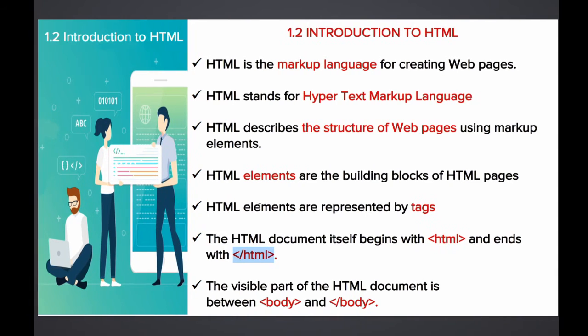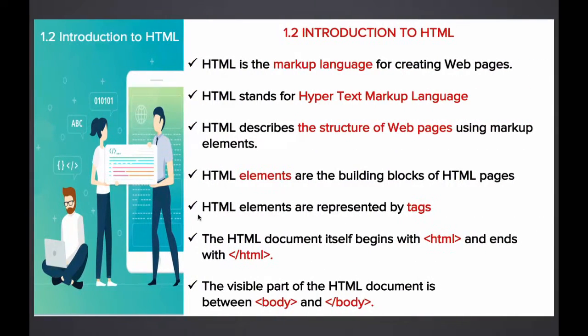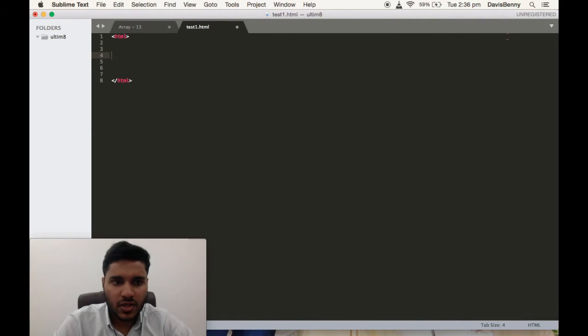So let's have a sample. So every HTML page will be having the open HTML tag as well as the closing HTML tag. The visible part of the HTML document is between the body tag. So, say the body tag.